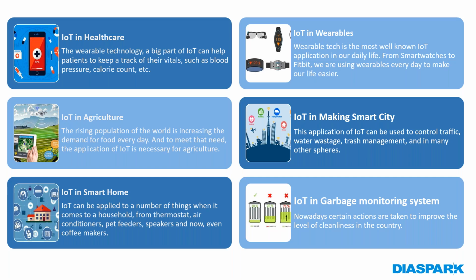IoT in garbage monitoring systems has actually helped garbage collection companies in the past to do efficient routing. For example, if your garbage can is only half filled and the company over time has realized that you're not going to fill it in the next 2 days, there is no point in picking it up. You can save that cost on the route by routing around that particular bin for that day. So these are some of the common use cases where IoT has been helping us.